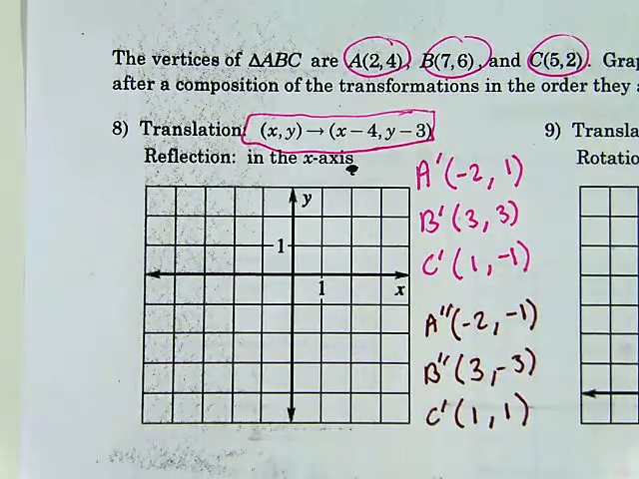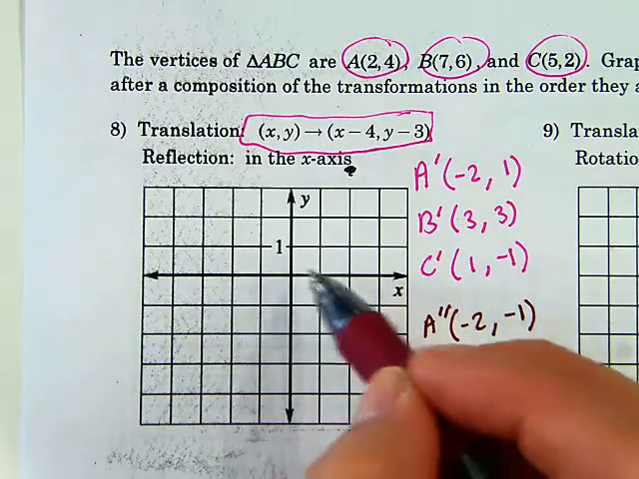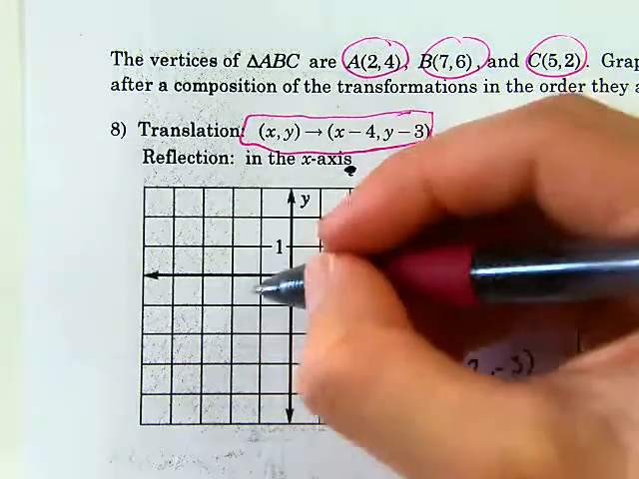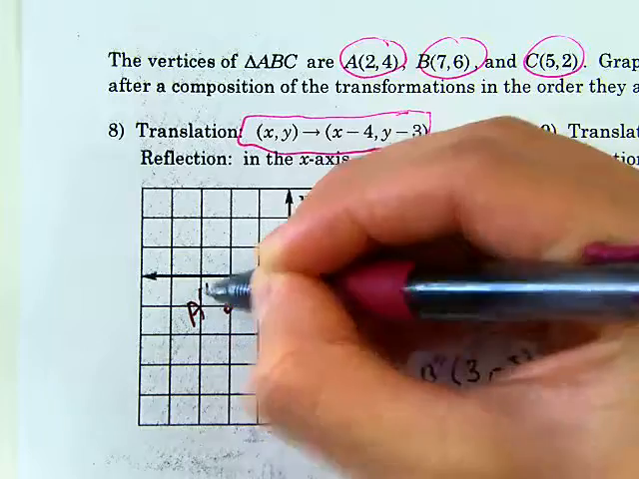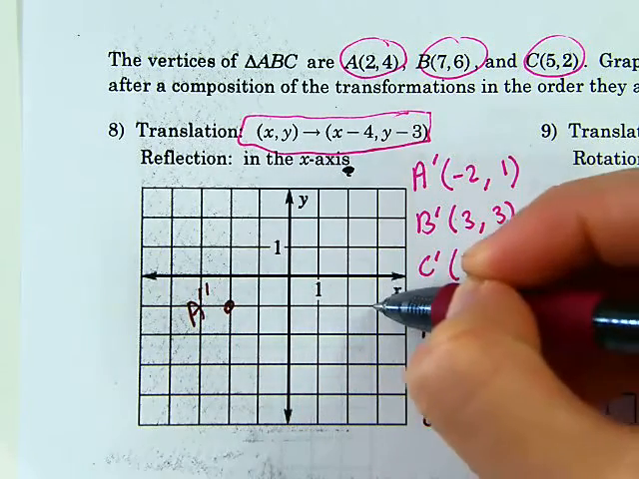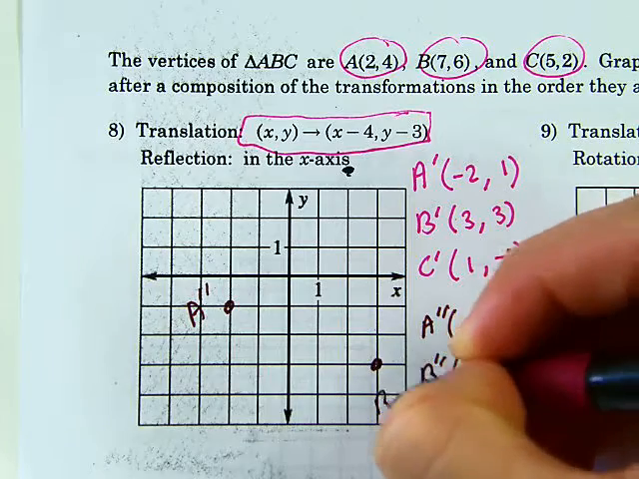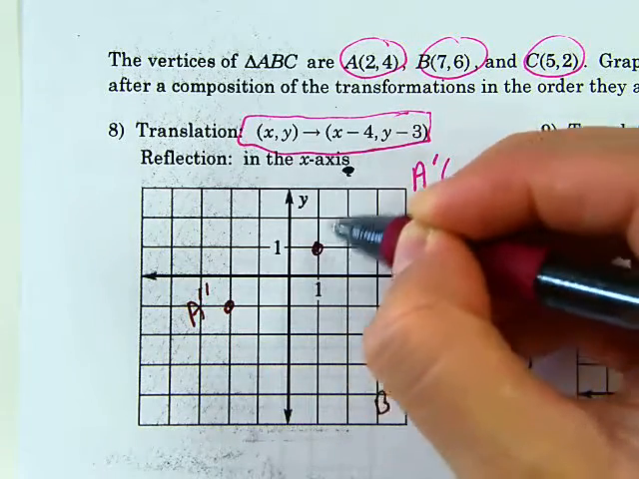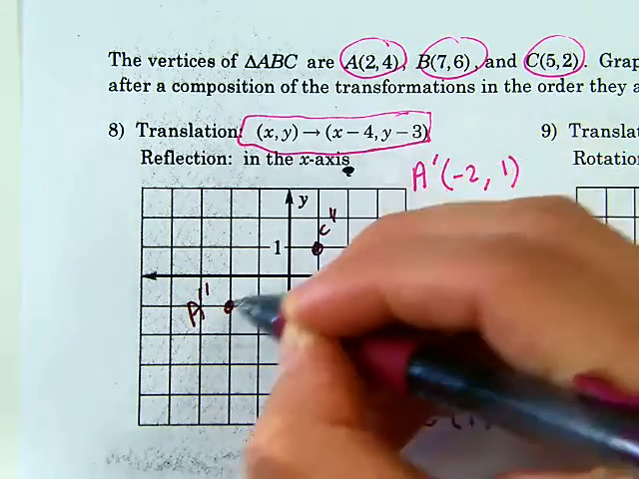So then we can go ahead and graph those final points, and make sure that we label them with our double primes. And we have our triangle.